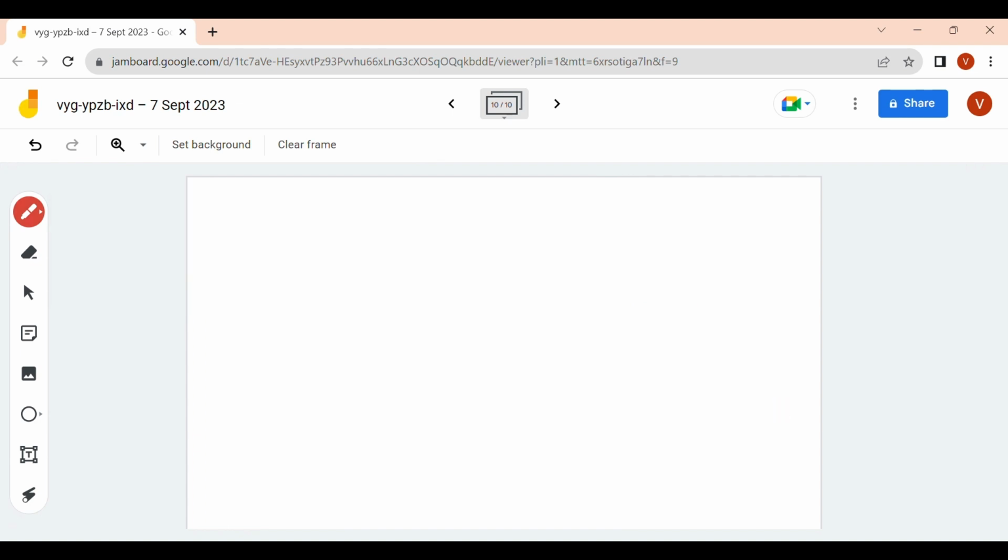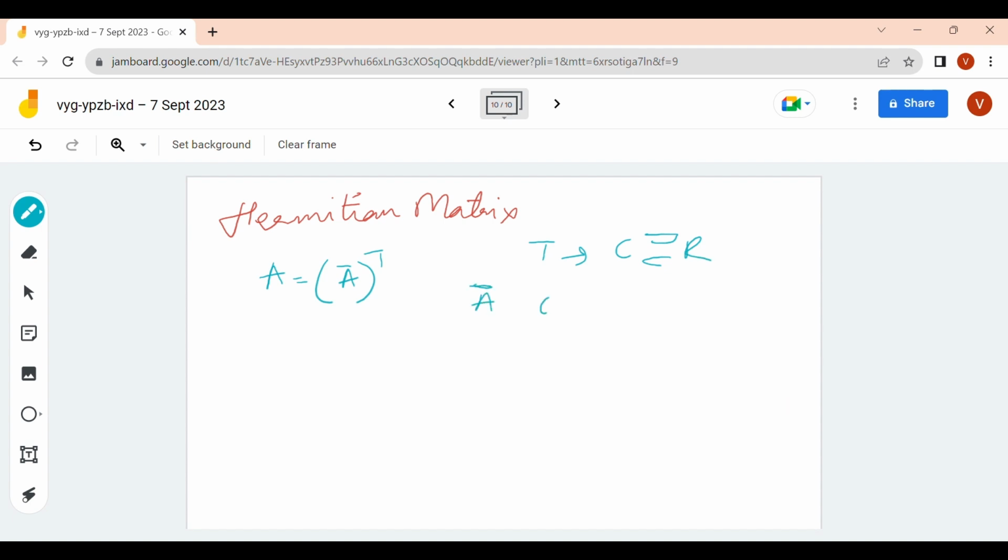Now our next topic is Hermitian matrix. A is equal to A bar of whole transpose. You know what is transpose? Transpose implies column and row interchange, but A bar implies the complex conjugate. The sign will be changing.